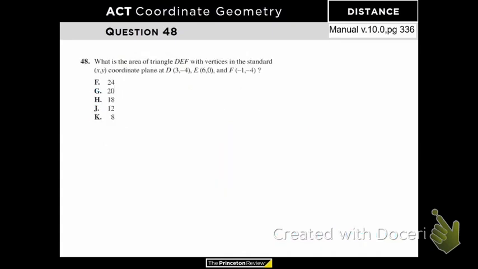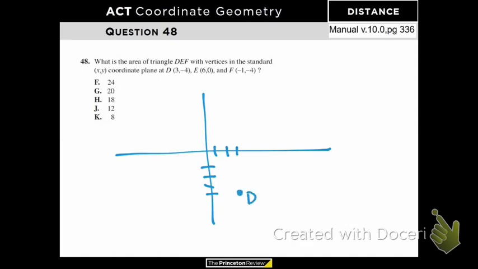Next one, number 48. What is the area of triangle DEF with vertices in the standard XY coordinate plane at, and then it gives me 3 points. So again, I'm going to go ahead and start by graphing these. So 3, -4 is my first point. 6, 0. And then -1, -4. Okay, so I'm going to go ahead and make this triangle here.